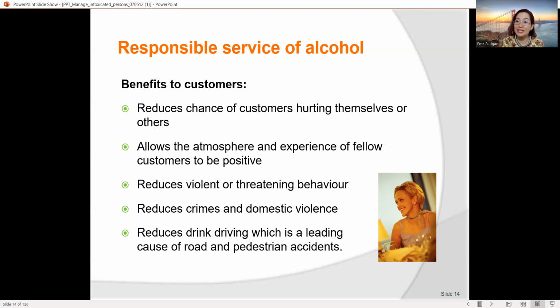Okay, reduces crimes and domestic violence because they're still in control of themselves. Okay, they are not drunk. Okay, they can understand you. They are able to control themselves because they are not drunk. Reduces drink driving, which is a leading cause of road accidents and pedestrian accidents.